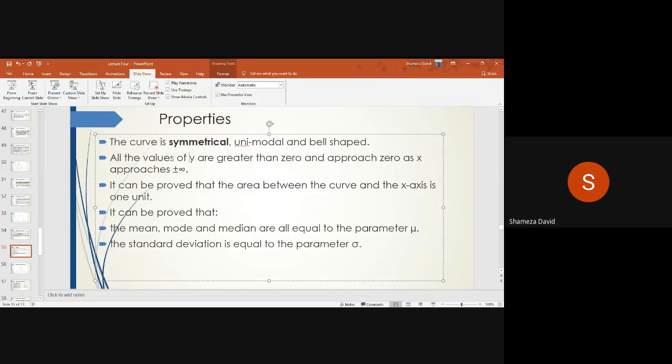Pay no attention to that. All you need to pay attention to is that all of the values are greater than 0. It can be proved also that the area between the curve and the x-axis is 1 unit. And so what this means is that, the same as for all other probability distributions, the sum of all the probabilities will be equal to 1.